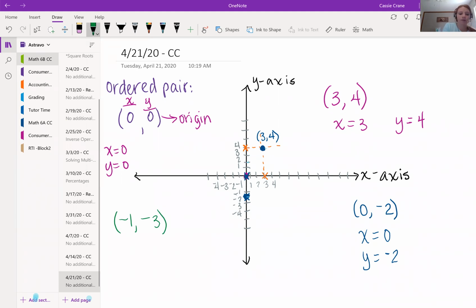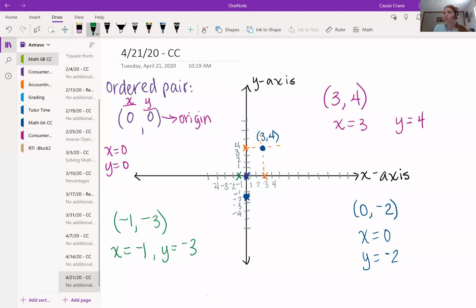So our x value is what? -1, and our y value is -3. So we're going to start by finding -1 on the x-axis. Do I go left, right, up, or down to find -1 on the x-axis? Left, exactly. So left 1 would be right here where I put that green X.